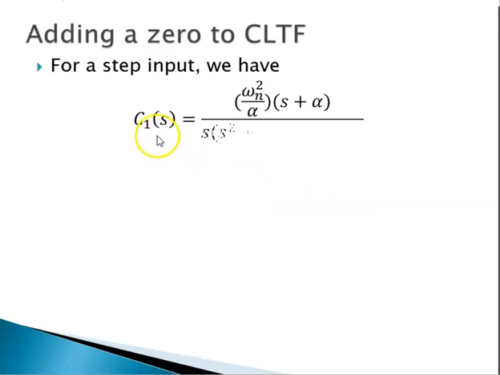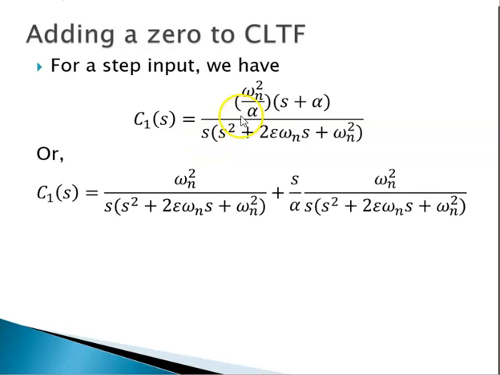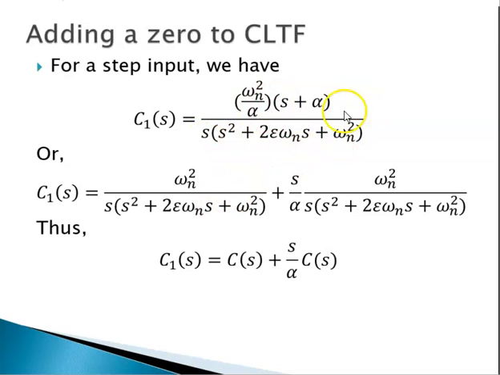For a step input, we can see that C1(s) will have an added s term. Omega n square divided by this whole is one term. If you expand it, you get omega n square by alpha into s, plus omega n square. Basically you can see that this whole is C(s). If you go back and see carefully, this is C(s) and this is also C(s). So C1(s) is C(s) plus s over alpha times C(s). I would like you to pause and verify this to make sure before you go ahead in the video.